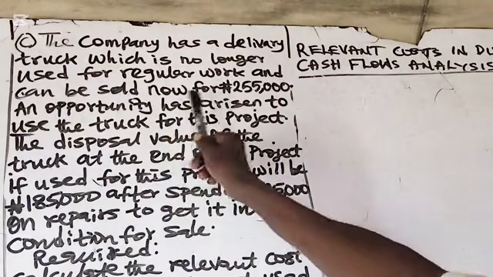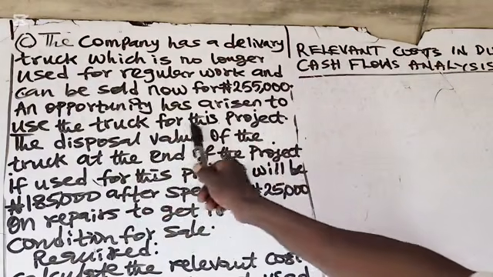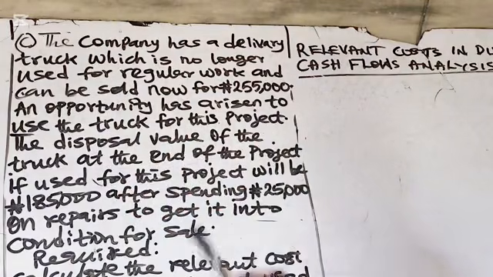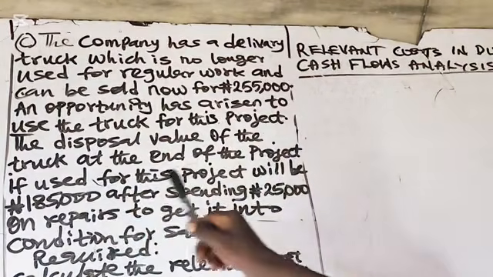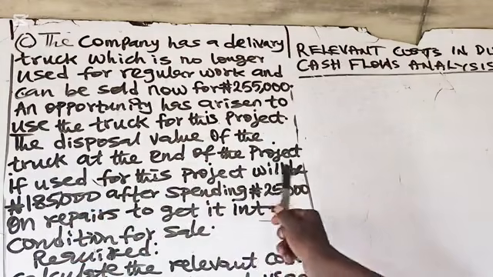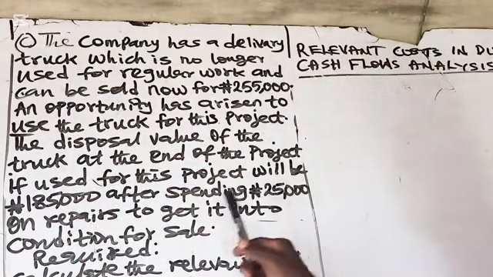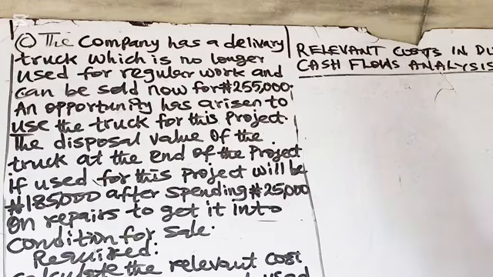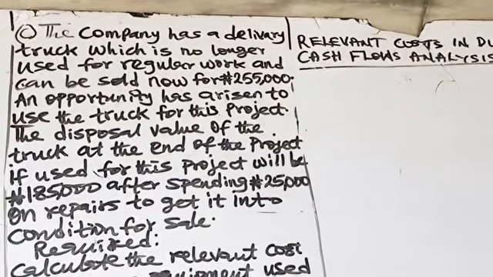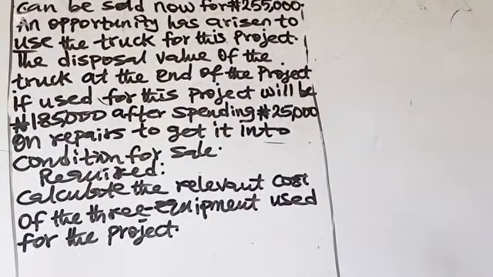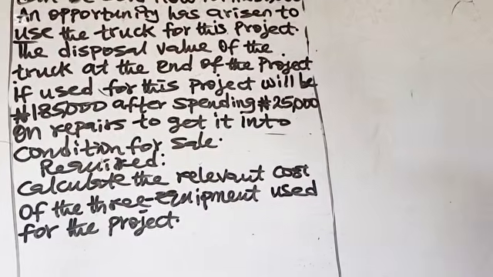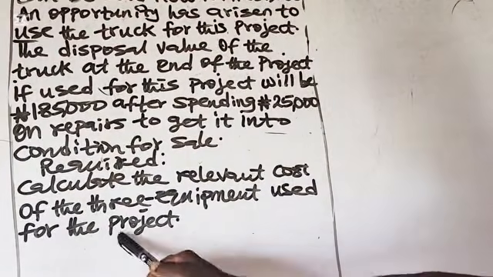An opportunity has arisen to use the truck for this project. The disposal value of the truck at the end of the project, if used for this project, will be 185,000 naira after spending 25,000 naira on repairs to get it into conditions for sale. Required. Calculate the relevant cost of the 3 equipment used for the project.